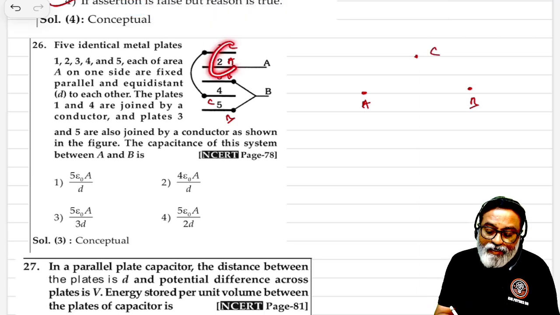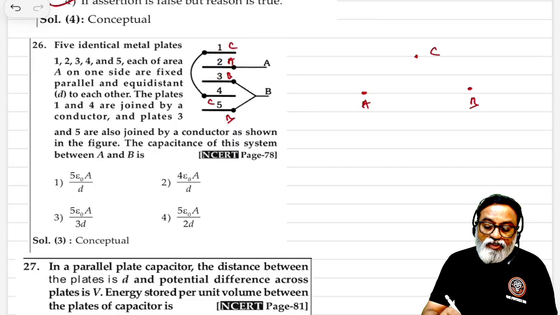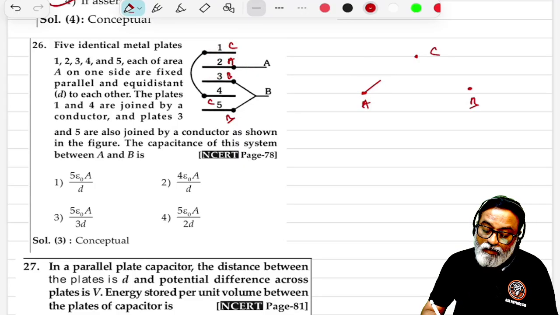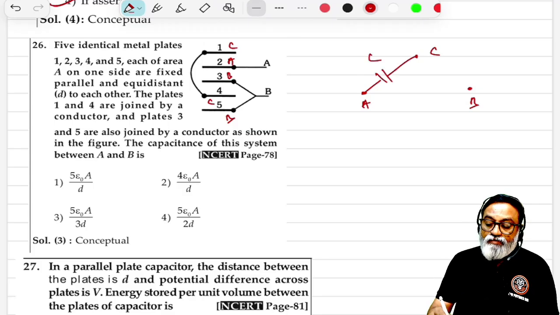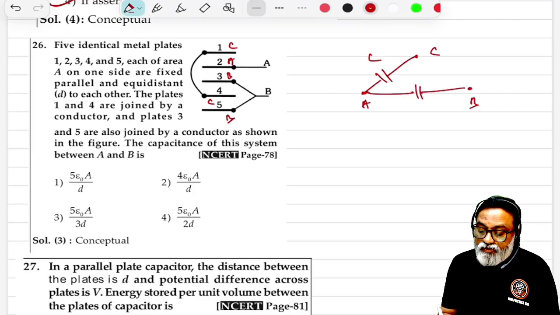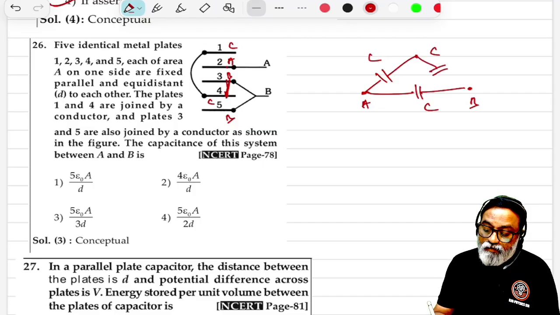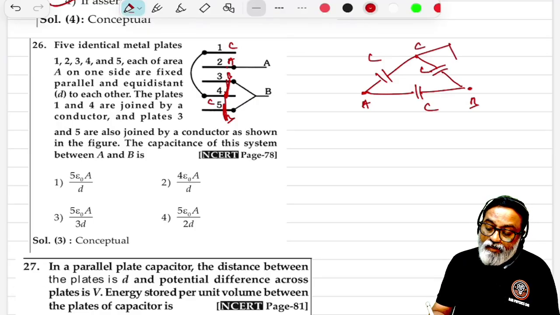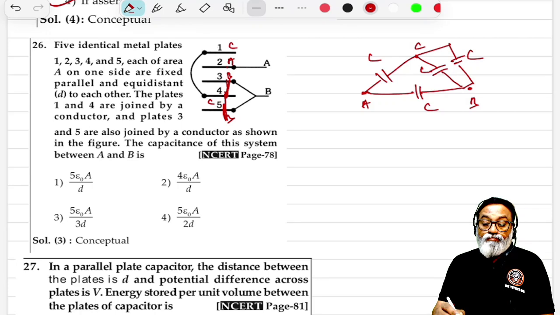The first two plates are A and C, that is capacitor C. A and C, capacitor C. Next one, this is A and B, therefore A and B, another capacitor C. And B and C, this becomes C and B, again C and B, another capacitor C.